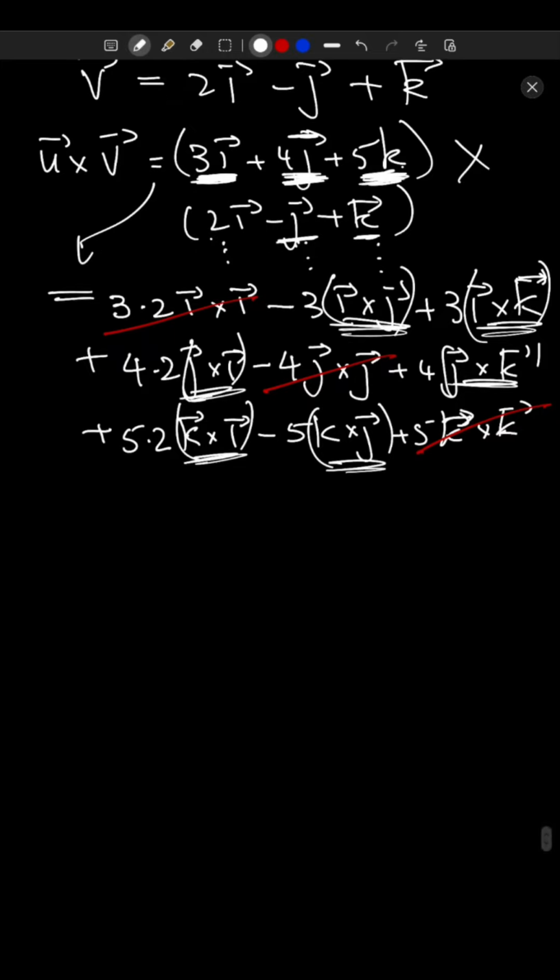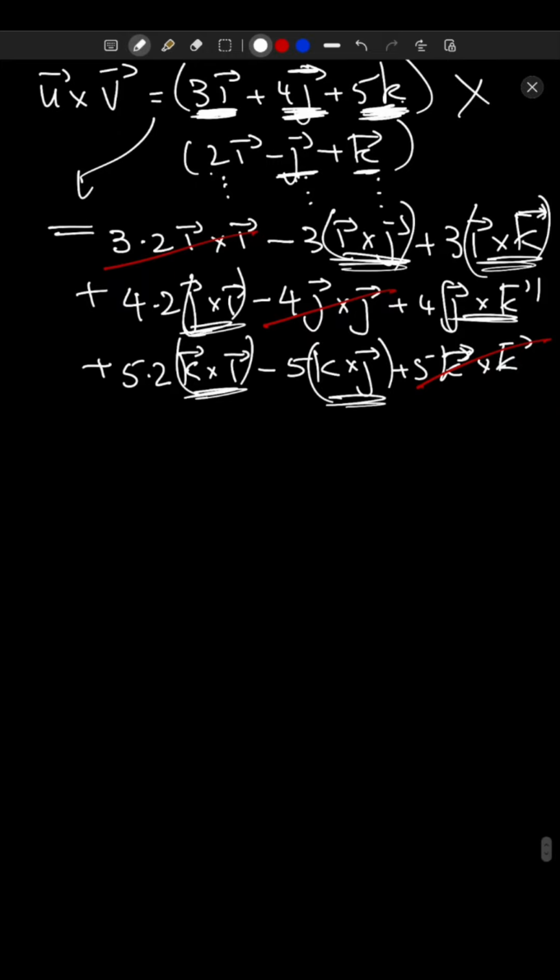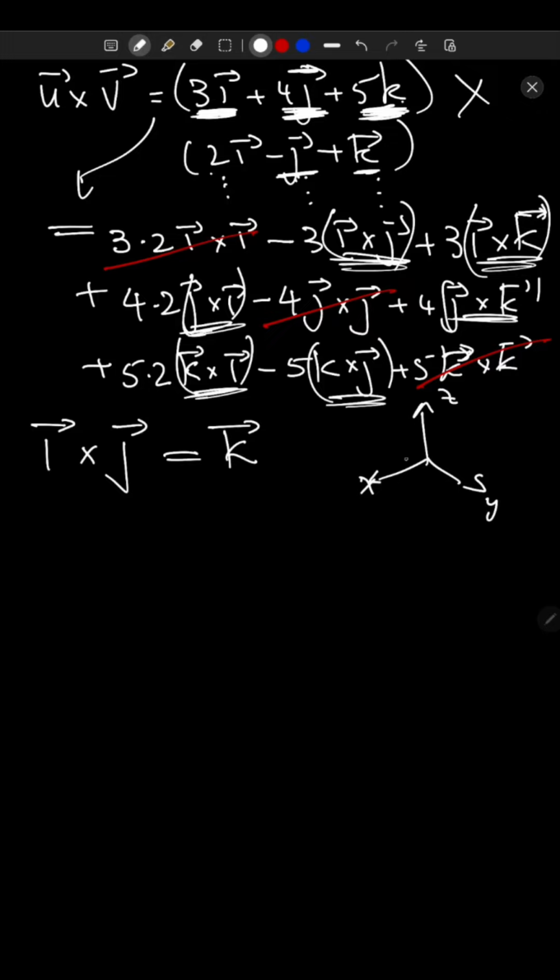Okay, so what are all these i cross j's and i cross k's and all that business? Well, you could do this the brutal way and use your right-hand rule to figure it out. But i cross j is equal to k, and that one's the easiest. So x, y, z. This direction is i. This direction is j. If you put your right hand here, you curl your fingers towards the y axis, your thumb is going to point up. So i cross j is k.